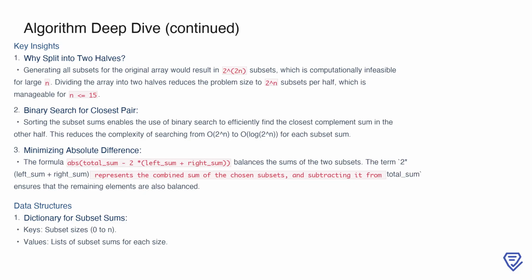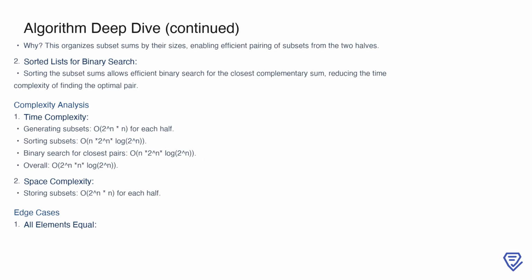To support this algorithm, we use a dictionary to store subset sums, with the keys representing subset sizes and the values being lists of sums. This structure allows us to efficiently organize and retrieve sums by their sizes, which is crucial for pairing subsets during the optimization process. The reason we use a dictionary for subset sums is to organize them by their sizes, enabling efficient pairing of subsets from the two halves. This structure makes it easy to retrieve and manage sums for specific subset sizes.